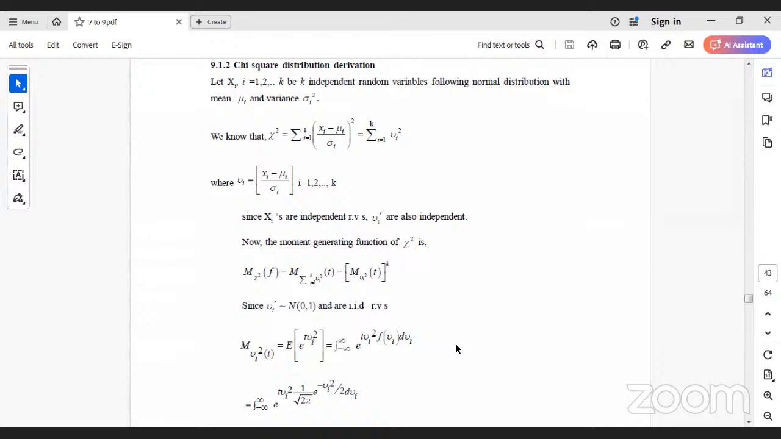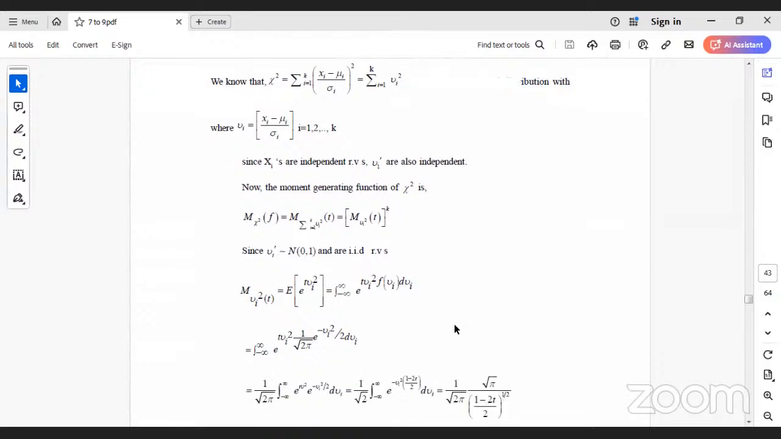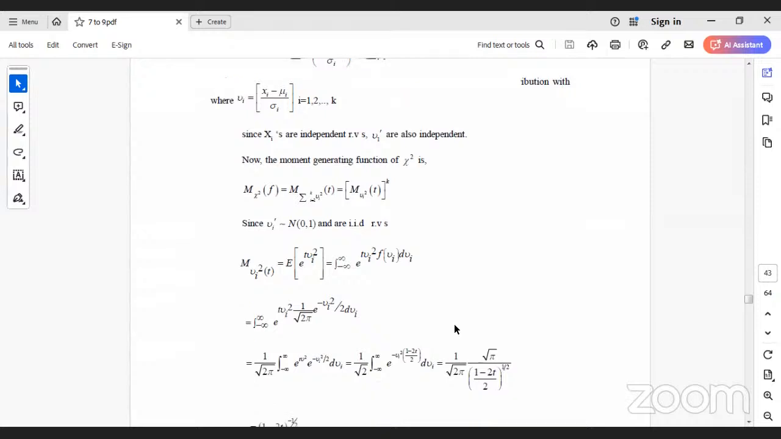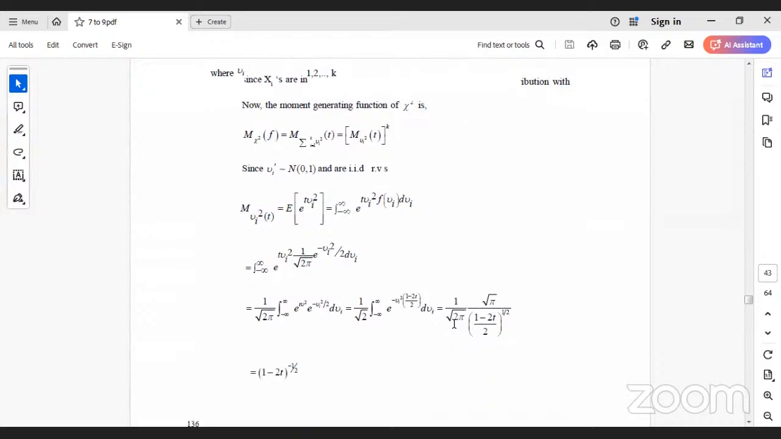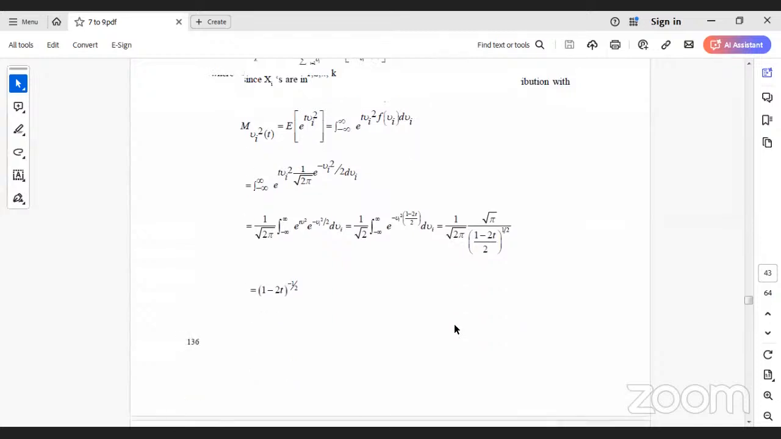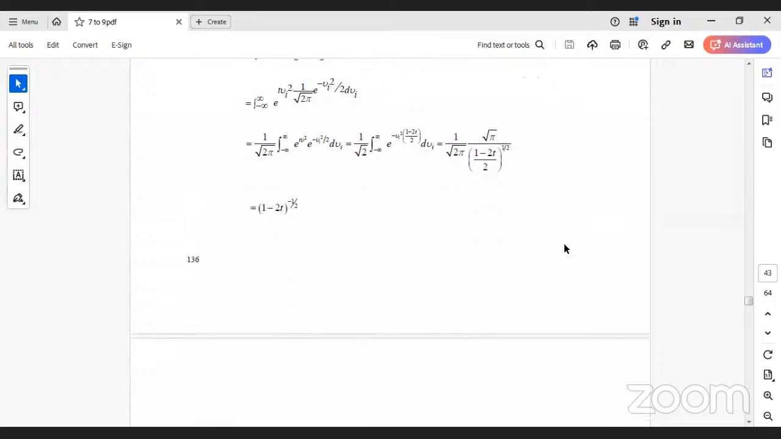Now the moment generating function of the chi-square is M of the summation of vi square. If we write it as M of vi square t, we take it to the power k. So M of vi square at t is the integration from minus infinity to infinity of e power t vi square f of vi dvi, that is the integration of e power t vi square times 1 by root 2 pi e power minus vi square by 2 dvi. After simplification, it is 1 by root 2 pi times the integration from minus infinity to infinity of e power minus vi square (1 minus 2t) by 2 dvi, which gives 1 minus 2t whole power minus 1 by 2.